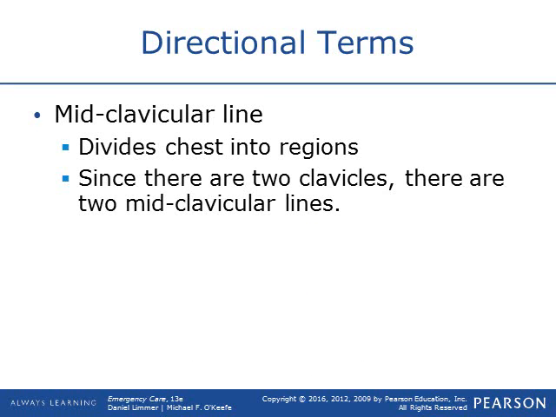Now that mid-clavicular line defines, it's a little bit lateral to that midline. So the mid-clavicular line, think about your clavicle, your collarbone. So that's the line that starts at each collarbone and divides that chest into regions. So since there's two clavicles, there's two mid-clavicular lines.